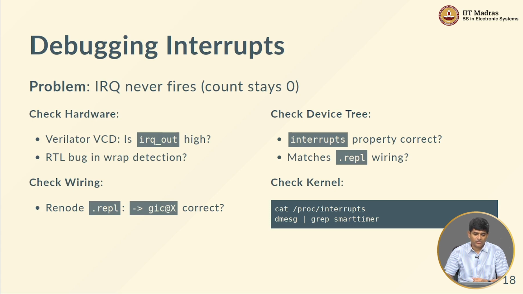In our case, one of the things is, after all, we are working with a Verilated model, right, which means that we could potentially dump out a Verilated VCD, an entire trace file which tells us how the system is behaving, and we can go in there and look at whether the IRQ out signal is actually becoming high at any given point in time, right.